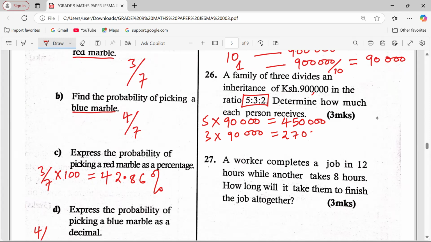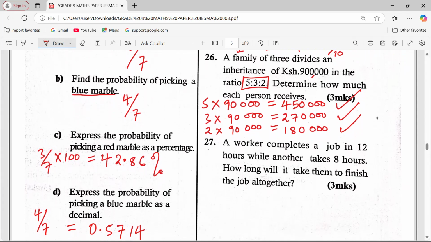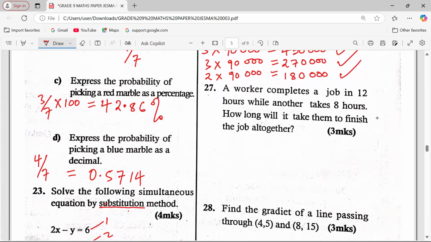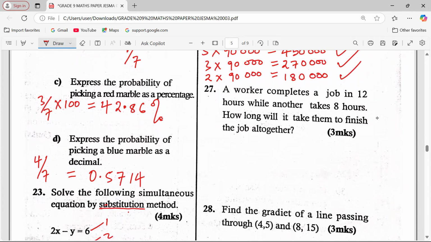270,000. Then we have another one receiving 2 proportions, and a proportion is equivalent to 90,000. So this is going to receive 180,000 Kenya shillings. So this is the first one, the second one, and the third family member in this given family. That is how they distribute the inheritance.